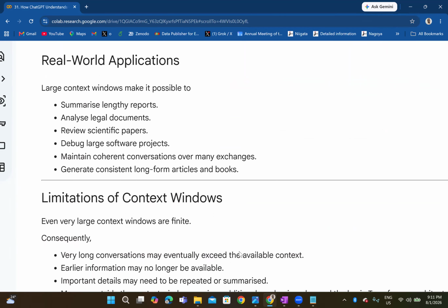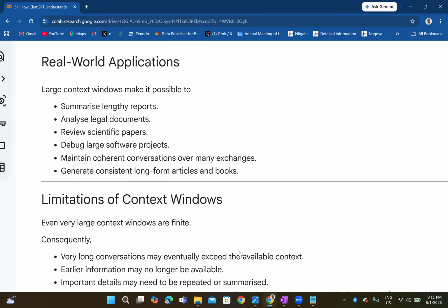Then you have real-world applications. Large context windows make it possible to summarize lengthy reports, analyze legal documents, review scientific papers, debug large software projects, maintain coherent conversations over many exchanges, generate consistent long-form articles and books.